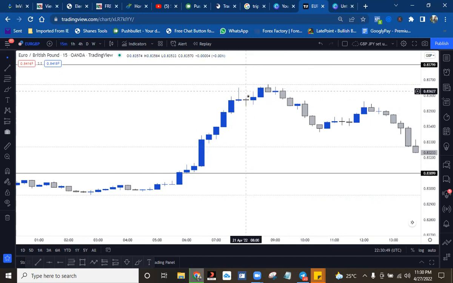Now we saw it was also an indecision. You still want to stay off for the meantime because it's not properly clear. The next candlestick that formed was not a strong one. It was almost an indecision also. You still want to stay off.